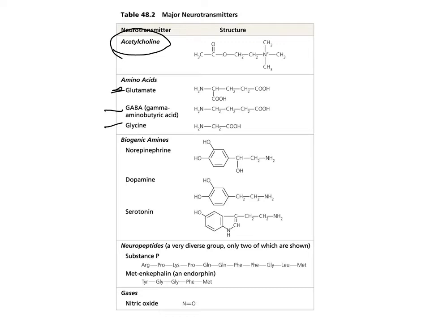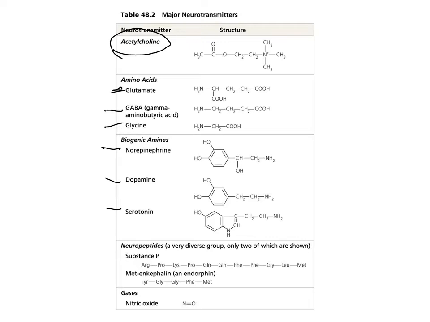We said they have all these properties. Yes, they do. And then we have amines, and we looked at these in the hormonal, the endocrine system, and we saw that the amines were epinephrine, norepinephrine. Well, this is what they look like. And then there's also another amine called dopamine and another one called serotonin.